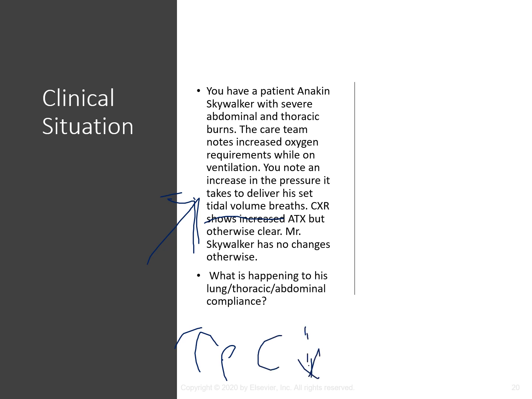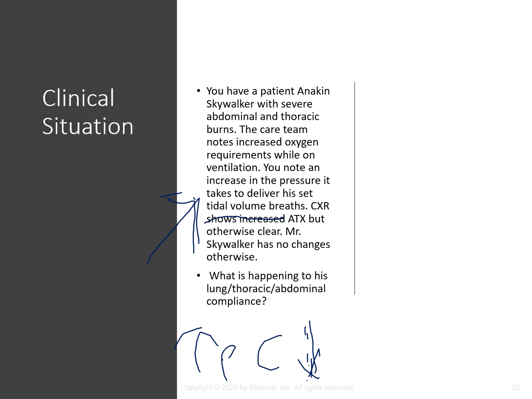So if I walk into the room, it could be one of two things. It could be compliance, airway resistance, or both, right? But let's start with compliance to begin with. If I see it takes more pressure, then it could be his lungs, his chest wall, his abdomen are getting stiffer, right? And with someone that has severe burns, is it possible for those burns to restrict the movement of the abdomen, to restrict the movement of the chest wall? If those burns are restricting the movement of those, then it's going to be a lot harder to deliver the breath.